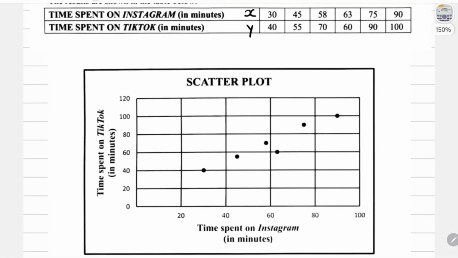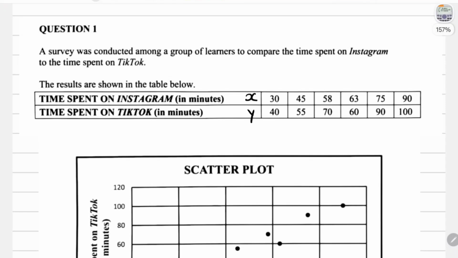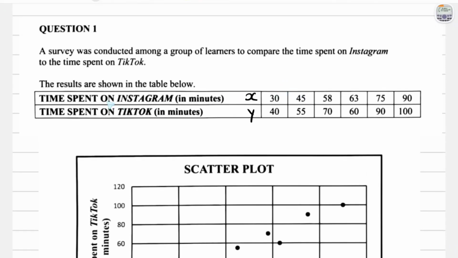Remember that in our data, right, when we looked at this, these are the learners that we have. So they're the same learners in each line. So this is one learner, right? This learner spent 30 minutes on Instagram and 40 minutes on TikTok.